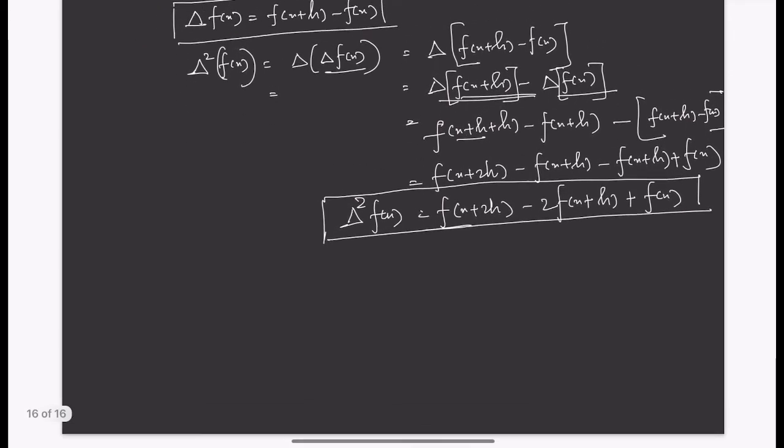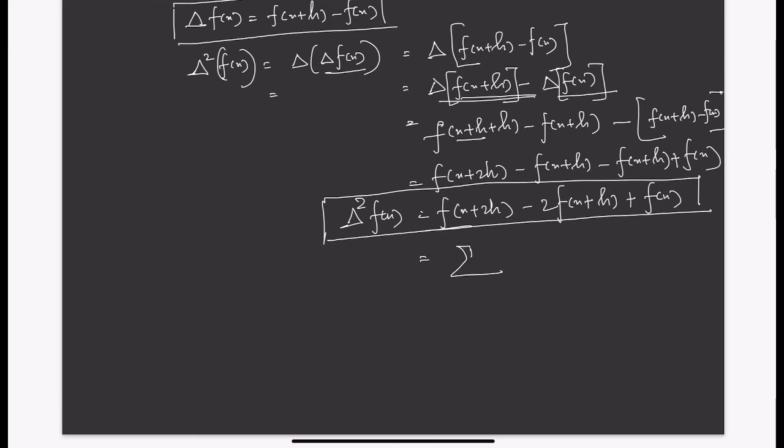So you can write this one also in this format: sigma, i from 0 to 2, minus 1 power i into 2 C i, f of x plus (2 minus i)h. This is a combination. You don't have to remember this one, you just keep it like this.